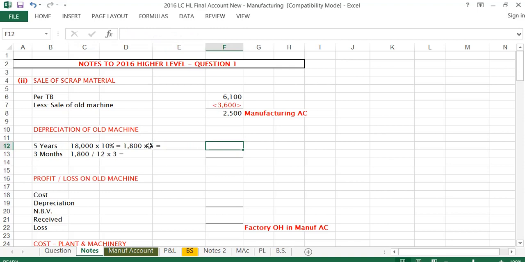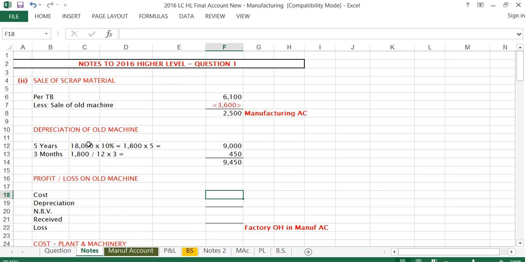Now the cost of the machine was 18,000. To work out the depreciation for the 5 years, it's 18,000 multiplied by 10%, which is 1,800, and then multiplied by 5 is 9,000. For the 3 months, if it's 1,800 for a year, divide that by 12 and multiply by 3, which gives me 450 for the 3 months. So my total depreciation for the old machine is 9,450.